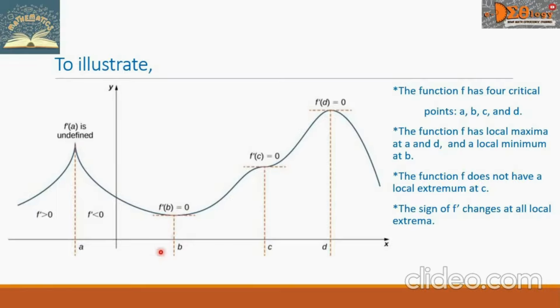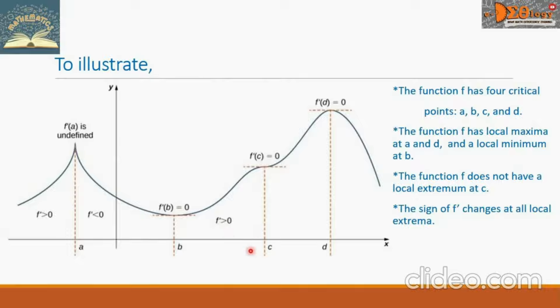Now let us consider point B. On the left side of B, the graph is decreasing. While the right side of B, the graph is increasing or going up. So it means to say, on the left side of B, the derivative is negative. While the right side of B, the derivative is positive.